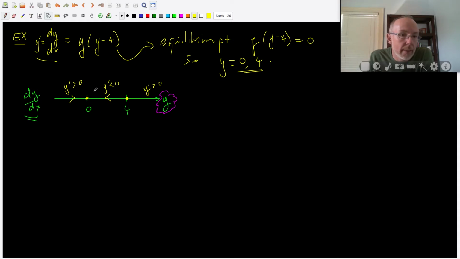So I can immediately see that 0 is going to be a stable equilibrium point, because if I'm less than 0, then I'm going to move towards 0. And if I'm bigger than 0, I'm going to move towards 0. So y equals 0 is a stable equilibrium. If we're bigger than 4, we're going to move away from 4. And so that gives us a good idea.